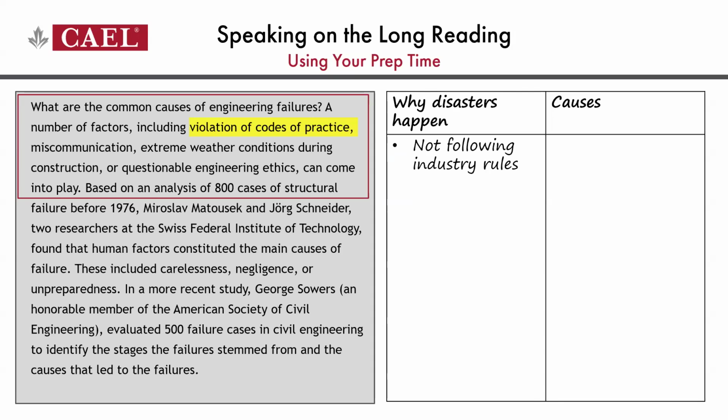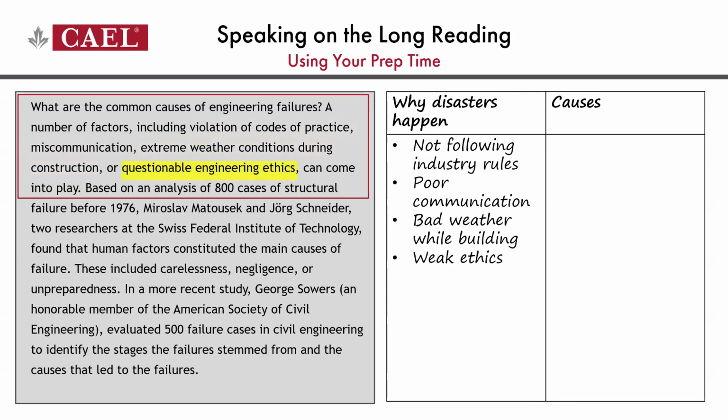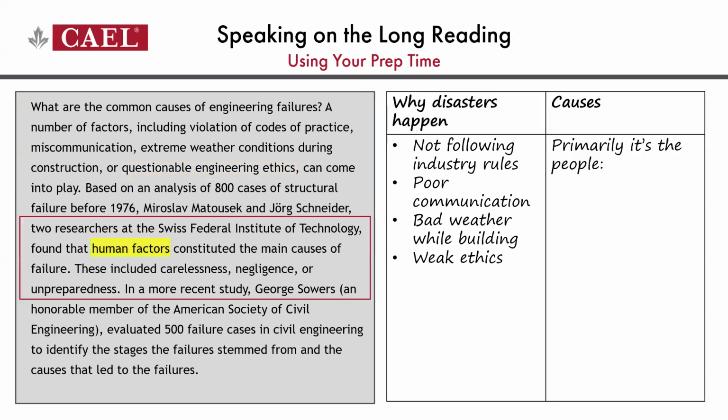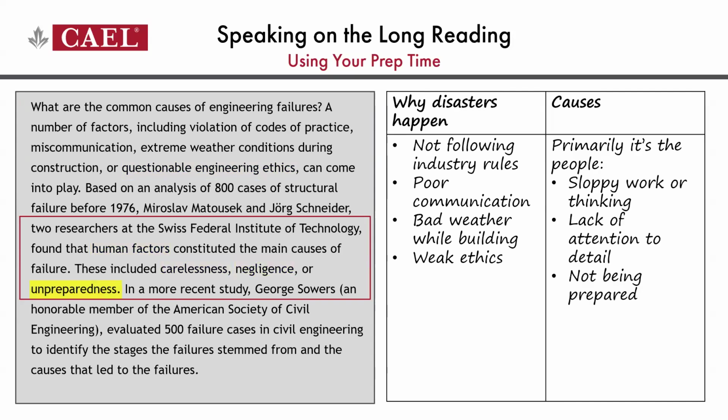So it's a matter of just jotting down enough keywords that you're able to take those notes that you've made and change them up into full sentences when it comes time to speak. So miscommunication is another reason. So maybe we'll say poor communication just to try to change the wording a little bit. Extreme weather conditions during construction and so on. Bad weather while building, and on it goes. So you've only got the 60 seconds. There are ideas too for causes. So human factors was mentioned. We have 3 other details.